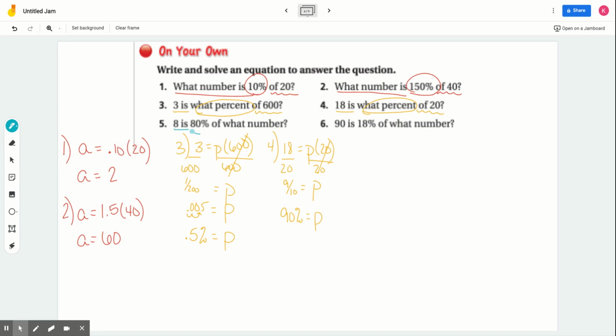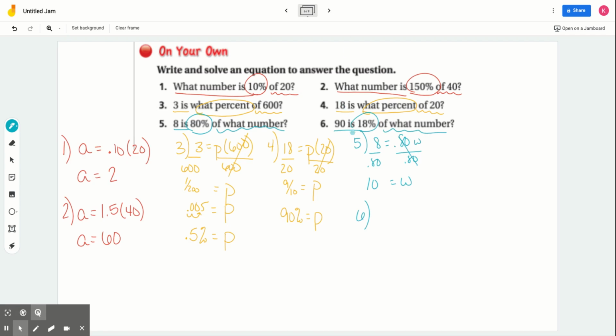Now let's look at number 5. 8 is 80% of what number? Of what number tells us that we're missing the whole. So we have 8 equals 0.80. Remember, we're changing that percent to a decimal of the whole. Now here, these two items are being multiplied, so we need to divide. 8 divided by 0.8 is 10. So the whole is 10. Go ahead and try number 6 on your own.